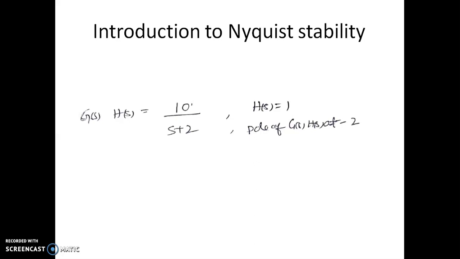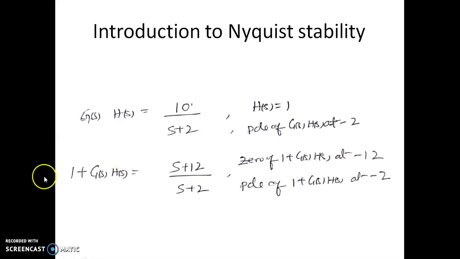Let us consider an open loop transfer function with a unity feedback as 10 by s plus 2, where we have the pole at minus 2 in the s plane. With the feedback transfer function as 1, if you make 1 plus G(s)H(s), the transfer function reduces to this form, (s plus 12) by (s plus 2), where you can see this is the zero representation and this is the pole representation.